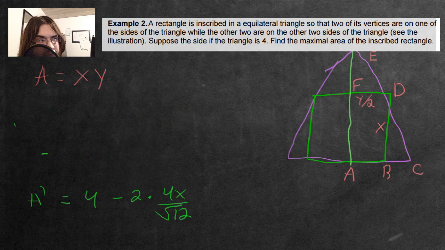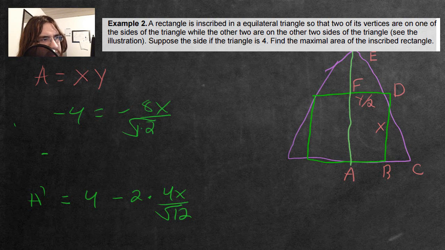The only way we can do that in this particular case is to set the derivative equal to 0 and solve for x. Essentially, we just have to isolate x. So let's go ahead and start doing that. Now, if I were to put this over there, I would get negative 4 is equal to negative 8x over square root 12.